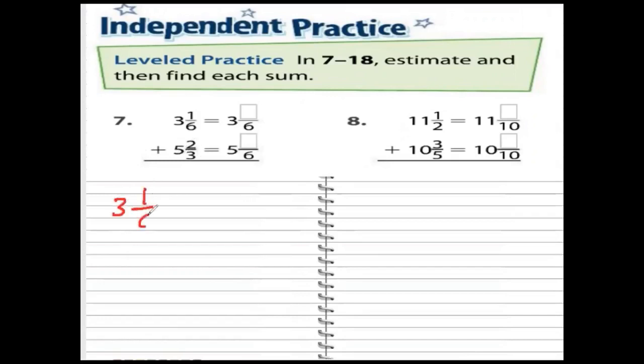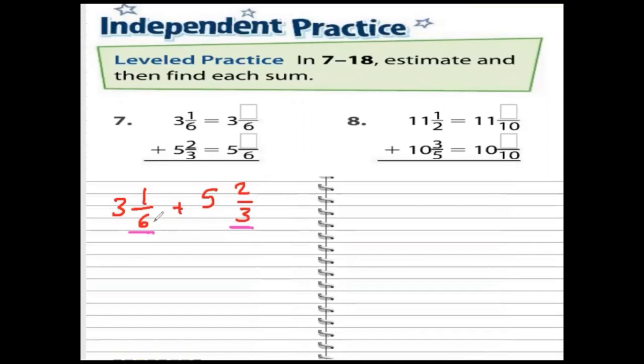3 and 1 over 6 plus 5 and 2 over 3. We mentioned you should add the fractions first. So I'm going to add 2/3 and 1 over 6. But both of them have different denominator. Here is 3 and here is 6. I should have a common denominator, the same number down. So what should I do?